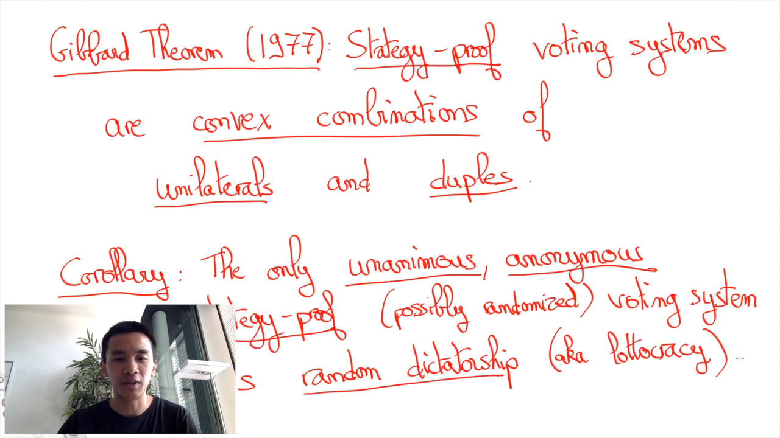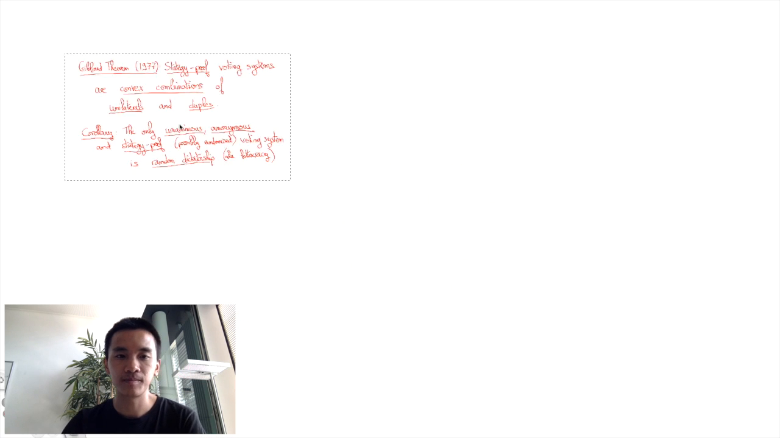Namely, each voter casts a ballot with the name of his favorite alternative, and one ballot is drawn randomly. The alternative whose name is on this randomly drawn ballot is the election winner. Let's see what this all means.